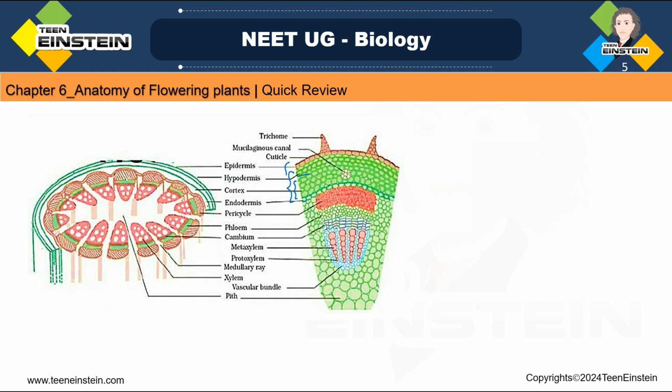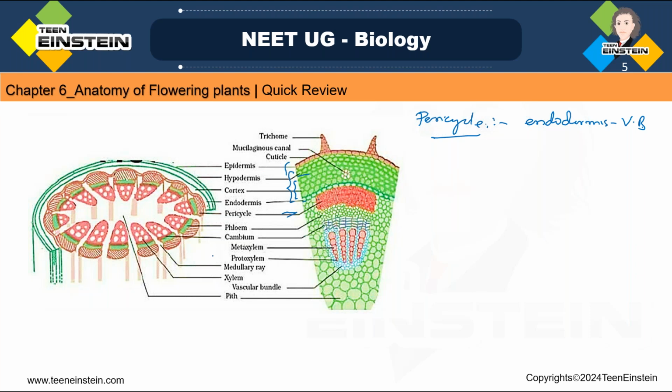Next comes the pericycle. Here you can see the pericycle region. This is the pericycle. Let's see the pericycle. It is between the endodermis and the vascular bundle. Here you can see this is the vascular bundle. So between the endodermis and the vascular bundle, which one? The pericycle region. And it is parenchymatous in roots and sclerenchymatous in the stem.